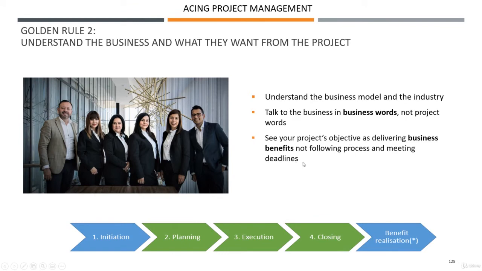So see your project's objective as delivering business benefit. That's the same thing, not following process and meeting deadlines. So if you deliver on time and on budget, but the benefits are not really evident, are not really there for the business because you didn't do something during planning and execution that would have made things better as far as benefit realization, then I don't think you've achieved your goal. Remember, the business area is paying to get this work done. So work with them, be part of their team, and understand what they want.